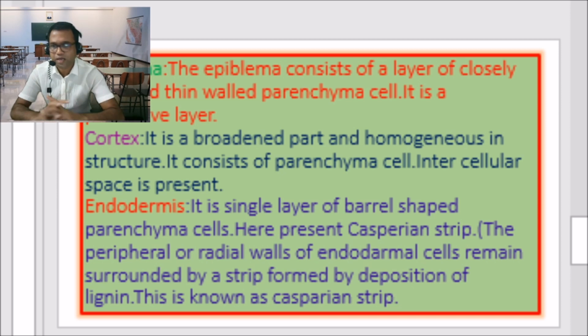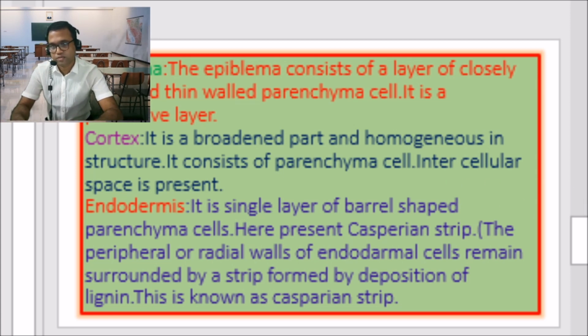Next, cortex. This is a broadened part and homogeneous tissue. That means the cells of this tissue are similar in their size and shape. It consists of parenchyma type of cells, and we can see that in between this parenchyma type of tissue there are intercellular spaces.